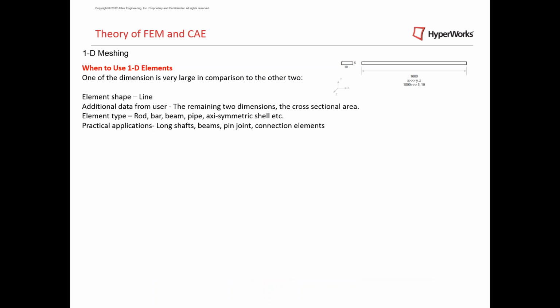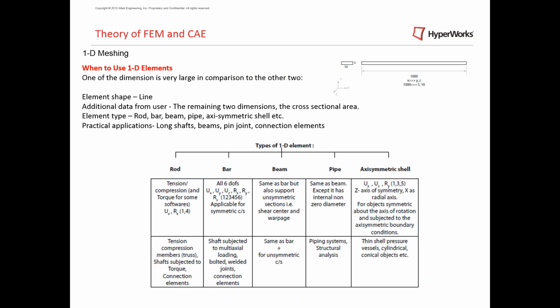So now we will see 1D meshing. First is when to use 1D meshing. When one of the dimensions is very large compared to the other two, then we use 1D meshing. Element shape is line. Additional data from the user is the remaining two dimensions, that is the cross sectional area. Element types are rod, bar, beam, pipe, axisymmetric shells, etc. Practical application is long shaft, beam, pin joints, connection elements.